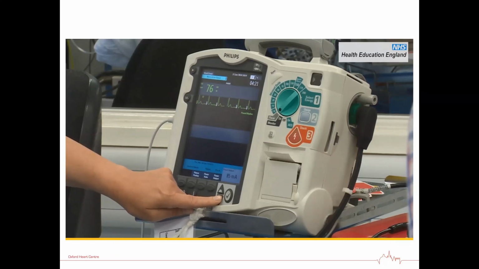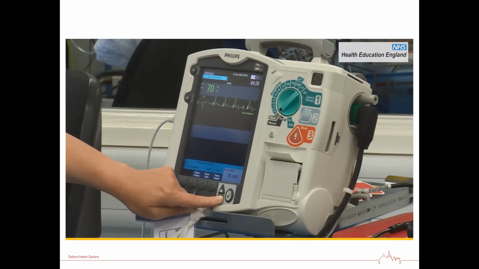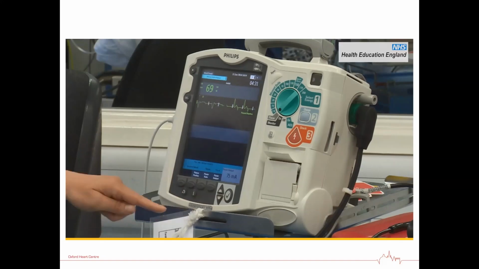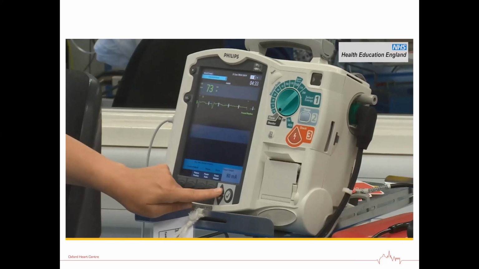Let's see. We've still got capture. There, it looks as though we may have lost it. That's lovely. We're seeing loss on one beat there. So let's go back up. Lost there, so it's by 10, so 85.